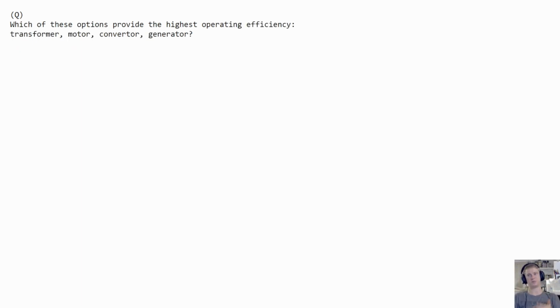Next, which of these provides the highest operating efficiency? Transformer, motor, converter, or generator? And this would be a transformer.